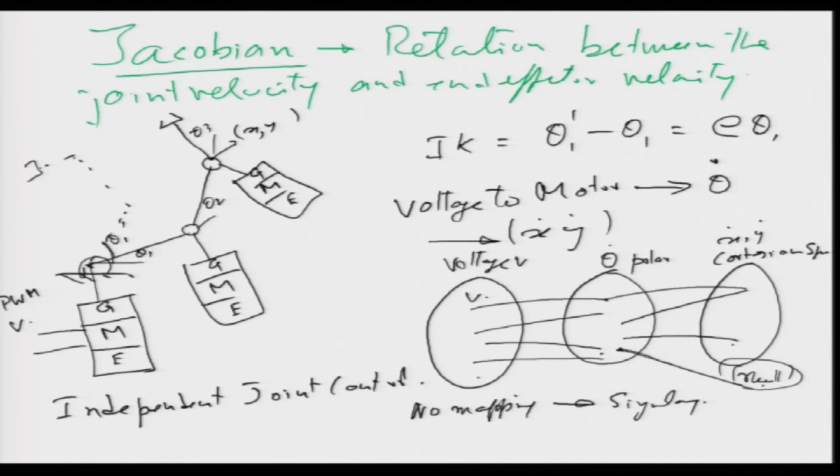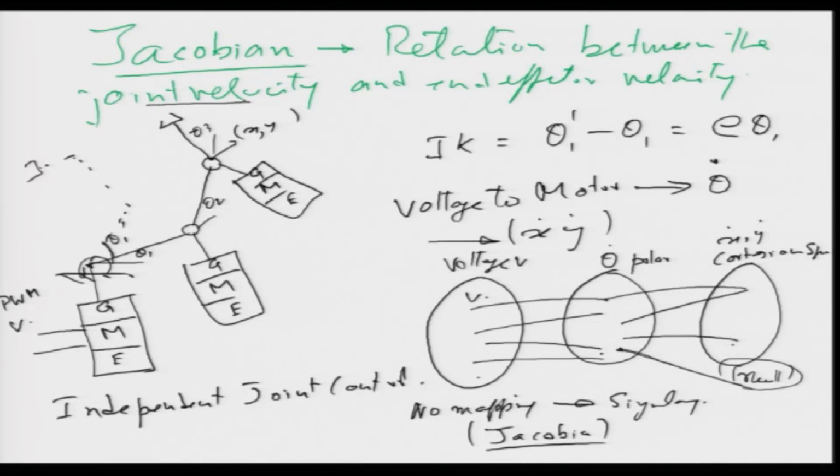So this mapping is very, very important, and it is governed by what we call the Jacobian. Today we will stop here. In the next class we will start off with Jacobians, which relate the joint velocity and the end effector velocity. The Jacobian determines a lot of things, for example whether it is possible to go, what is the energy required, and if it is singular, where the manipulator cannot go. So next class we will be starting off with Jacobians.